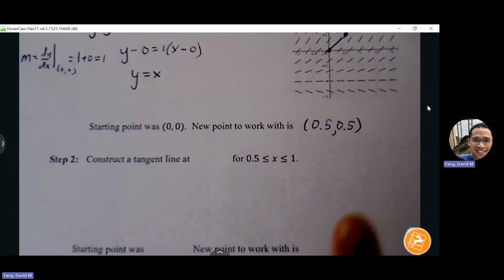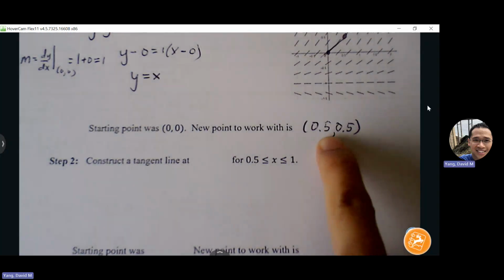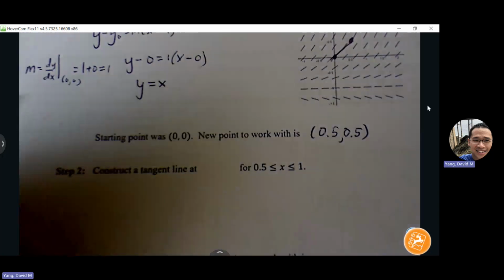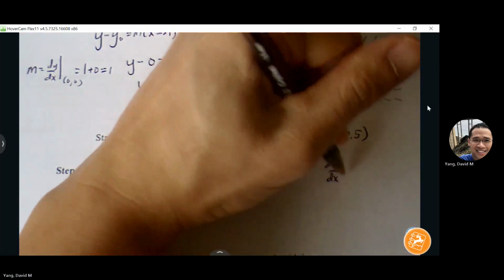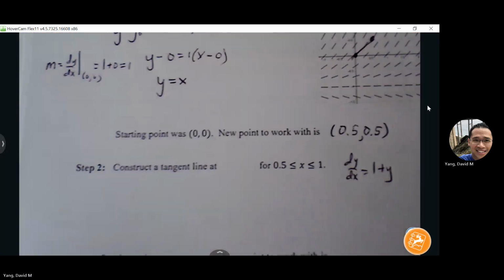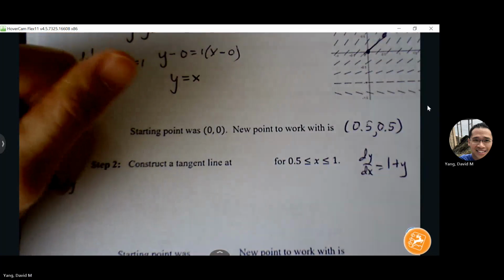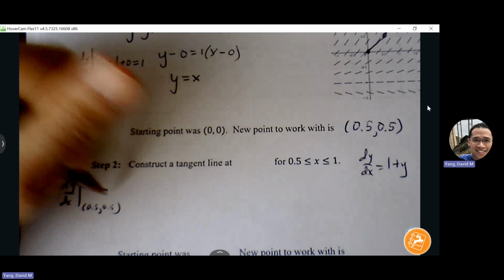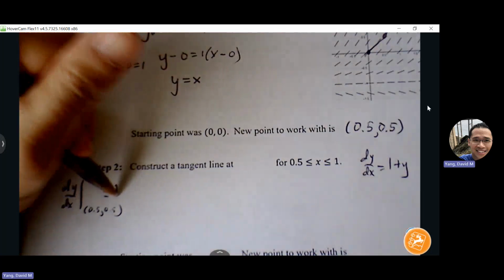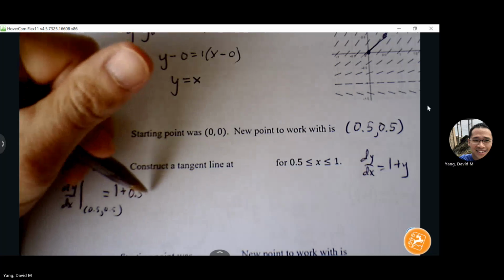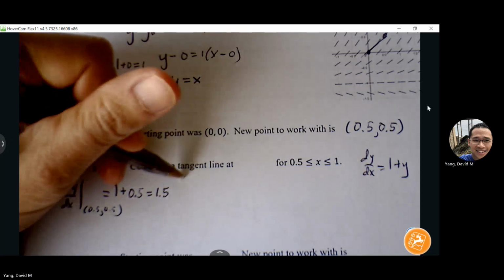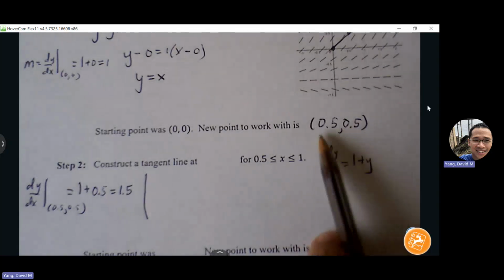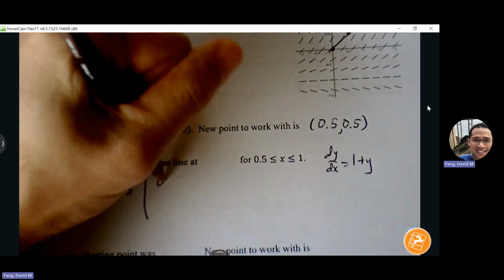Now that we're at 0.5, we're going to create a tangent line based off of this, and then we're going to find what the slope tells us at this point. Okay. So we're still using the same slope formula. Now the slope formula only needs the y value, so I have 1 plus 0.5, which is 1.5. Okay, so we have our ordered pair, we have our slope, we do point slope form again.